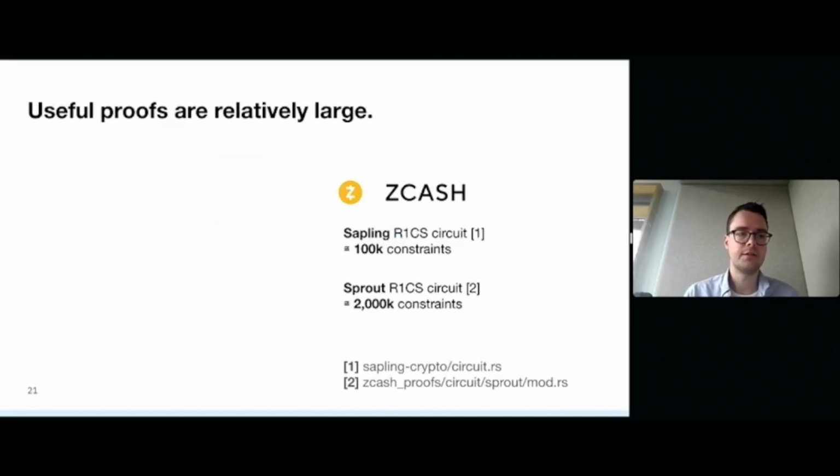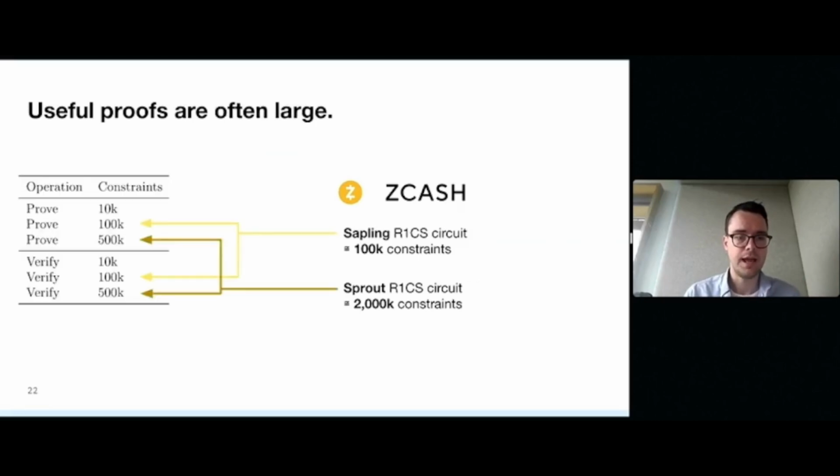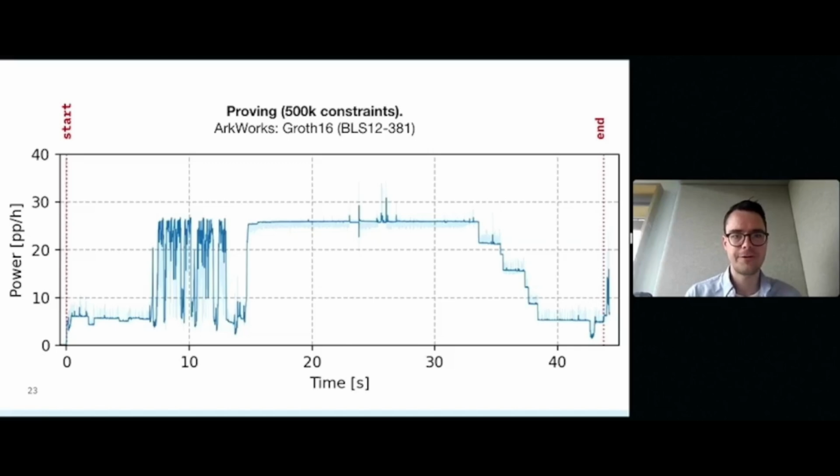And in practice, when we talk about proofs, they're usually relatively large. So for this talk, I looked up the Zcash repository, especially the rank 1 constraint system circuits for Sapling and Sprout, and they sit around 100,000 constraints up to 2 million constraints. So they're actually quite large. And we use them in our experiments. We're kind of capped at 500,000 because after that, we run out of memory with the implementation we use. But that is definitely something where we can optimize and hopefully also run on a test device at some point. So let's look at what proving 500,000 constraints looks like.